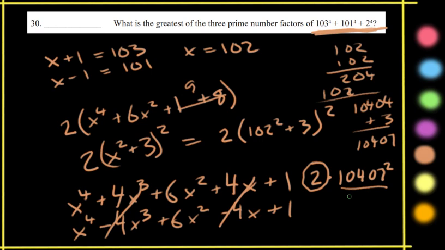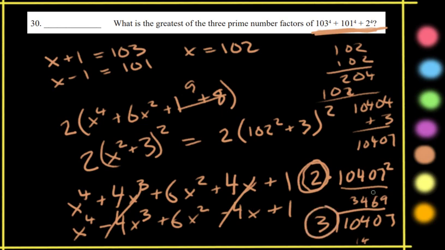Okay, so let's put 3 into 10407. Just do some long division here. This is going to give 3469. So 3469 is one of the prime factors, and the other is 3. So our 3 prime factors are 2, 3, and 3469. Of course there are 2 of each of these, but that doesn't matter. We just want to know what the biggest prime factor is.